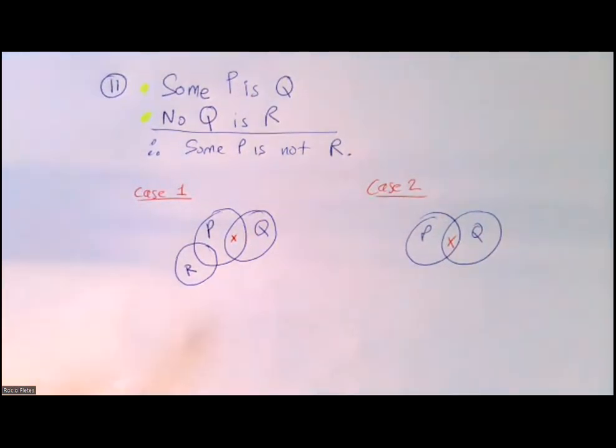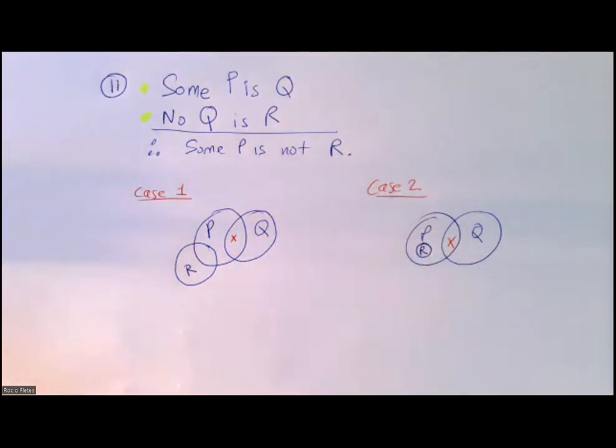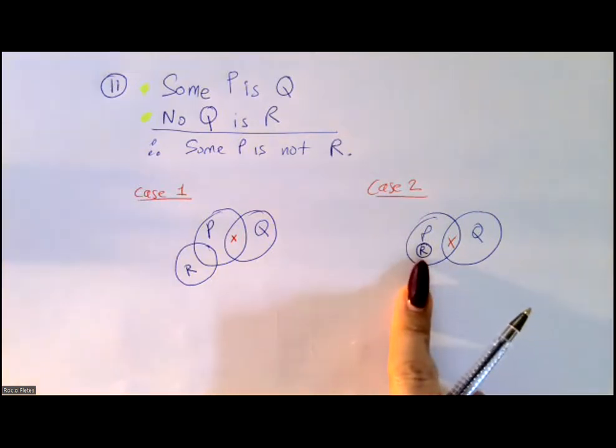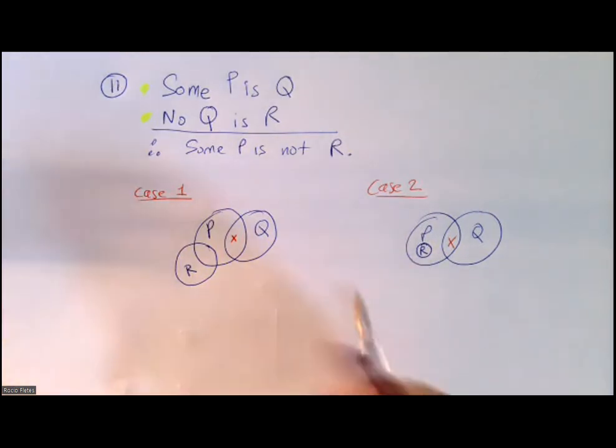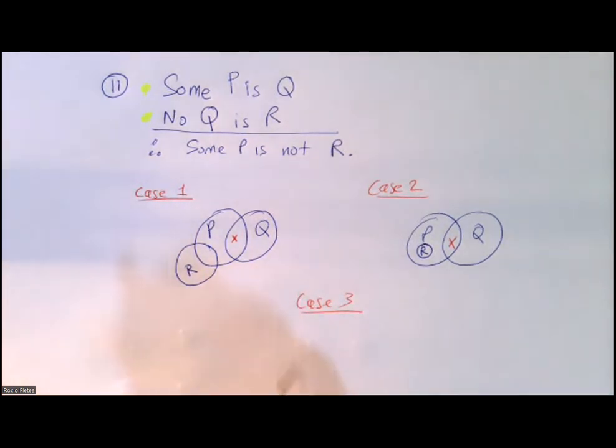I can also have no Q is R, but R can be all inside of P. All of the R can be P. That's another case. And then another possibility could be that R never intersects P either. So notice that I'm just building possibilities and I have to consider all possible cases. So I know P and Q do have an overlap, but another possibility could be that I just know that Q and R don't overlap. So R can be over here.